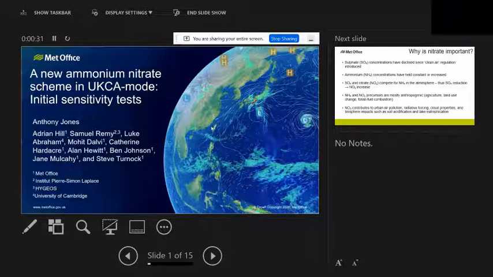So nitrate's a really important aerosol. It contributes to urban air pollution, radiative forcing, cloud properties, and biosphere impacts. And it's a real issue not having it in UKESM. So it was quite important to try and look at including it.